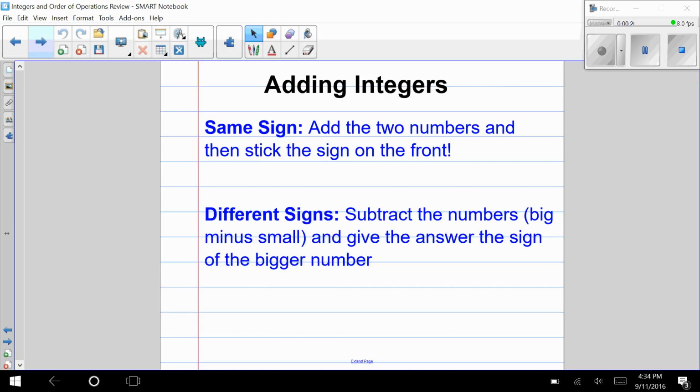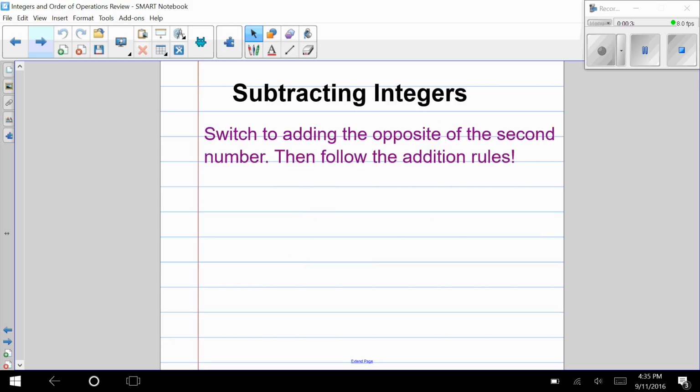If the integers have different signs, one is negative and one is positive, you subtract the numbers, bigger minus smaller, and give the answer the sign of whichever one was bigger. Now, I mean bigger by the absolute value is bigger, because obviously the positive integer is the bigger one.